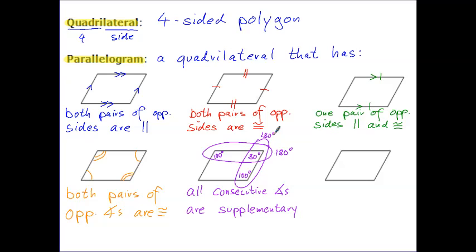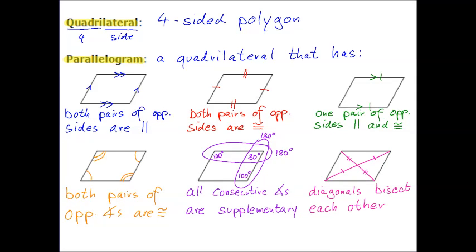And last but not least, let's talk about diagonals. The diagonals bisect each other. So how are we going to mark this? If we put our diagonals into our diagram here, they meet in the middle, and that cuts each of them in two congruent pieces. Diagonals bisect each other.